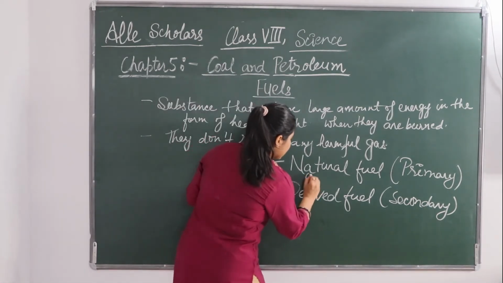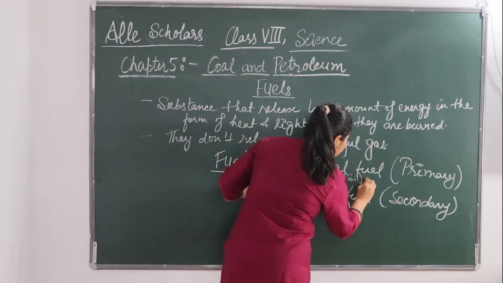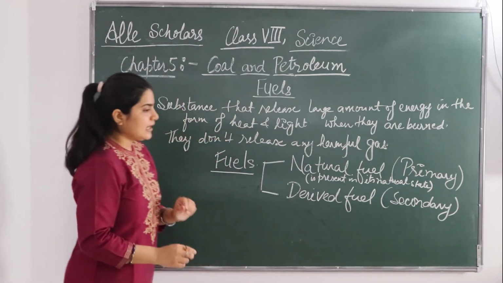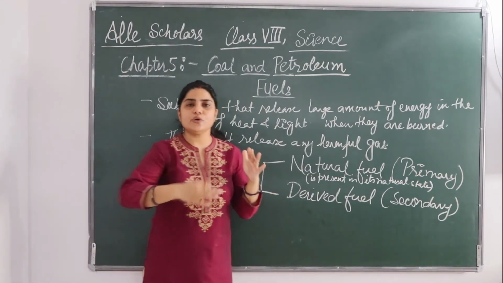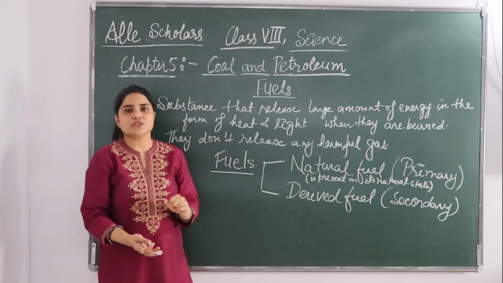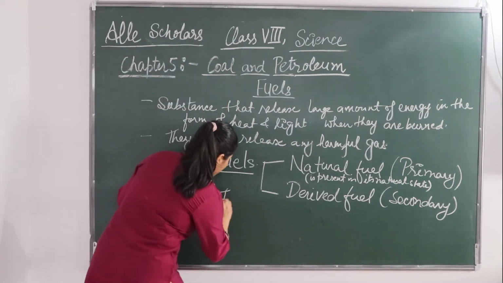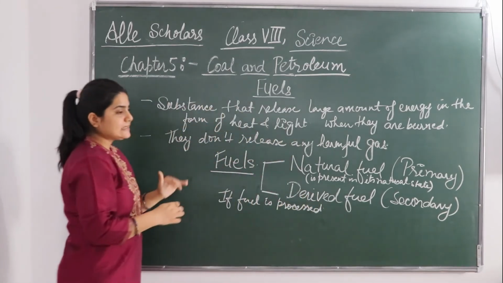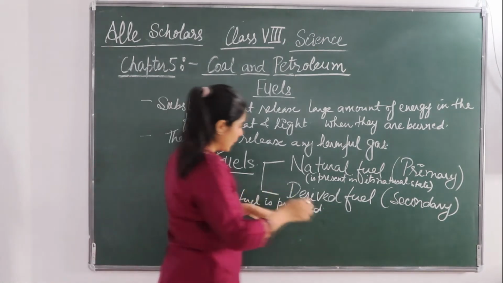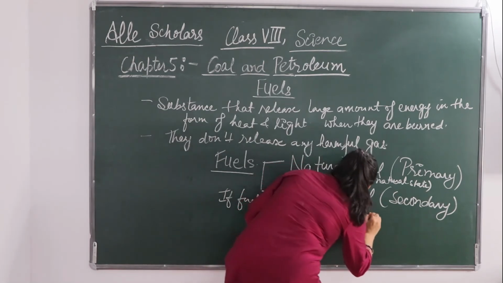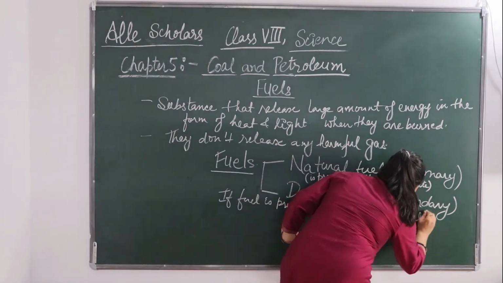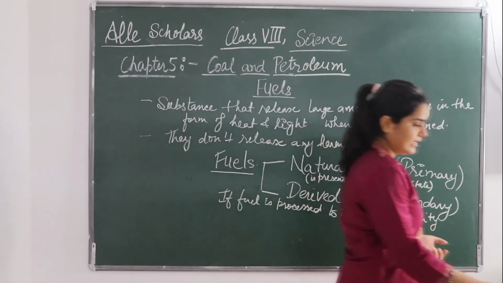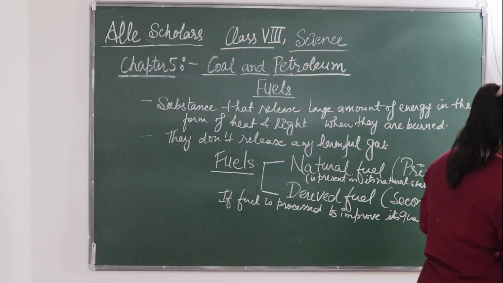Means natural fuel is present in its natural state. And this derived fuel: if a fuel is processed to improve its quality, it is called derived fuel. So what is derived fuel? If fuel is processed, why is it being processed? To improve its quality. So such a fuel is called derived fuel. I hope it is very clear to you what is natural fuel and what is derived fuel.